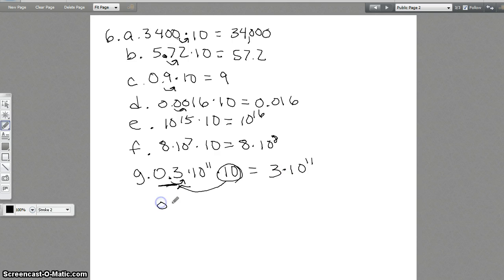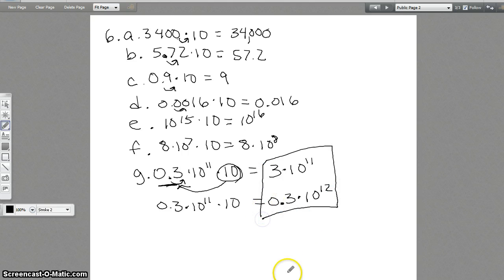Or I could say that I have 0.3 times 10 to the 11th times 10. And what I did, I was multiplying 0.3 by 11 tens. Now I just added a 12th. Now I'm multiplying by a 12th 10. So it's 0.3 times 10 to the 12th. So these two numbers are equivalent. This first one is in scientific notation. The second one is not in scientific notation because it doesn't start with a non-zero number. You have to have a non-zero number in front of that decimal.